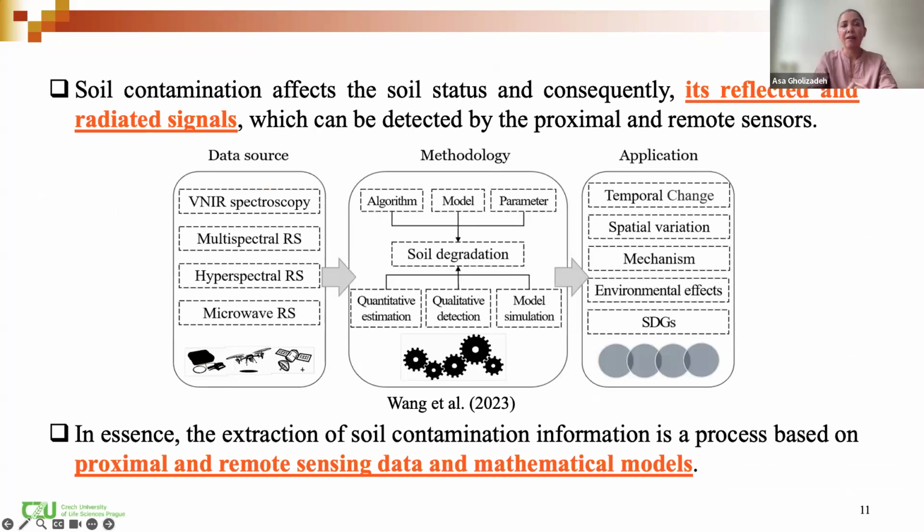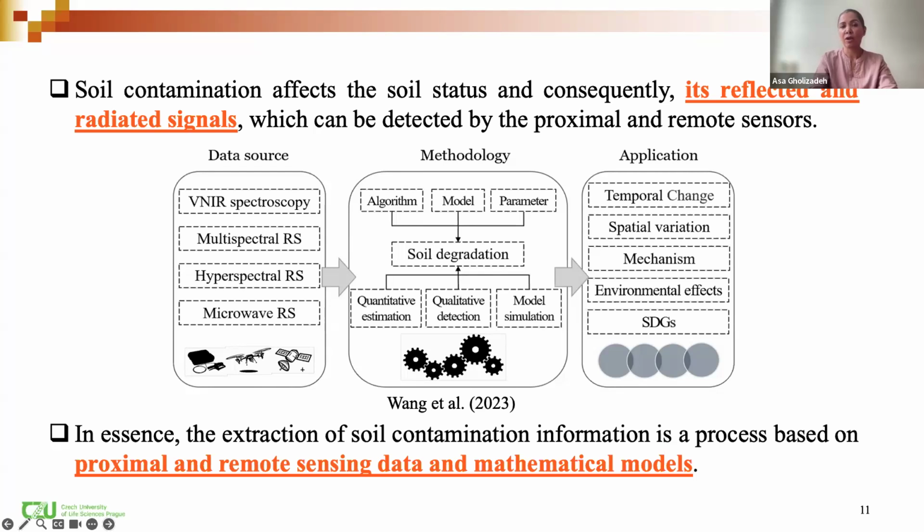Soil contamination affects the soil status, and therefore affects the soil's reflected and radiated signals, which can be detected by proximal and remote sensors. Using different data sources, such as visible near-infrared spectroscopy or multispectral, hyperspectral, or superspectral remote sensors, and then applying algorithms, approaches and mathematical models, soil degradation can be assessed quantitatively or qualitatively. This can be used later for applications such as temporal changes, spatial variation, mechanism of the pollution, and so on.